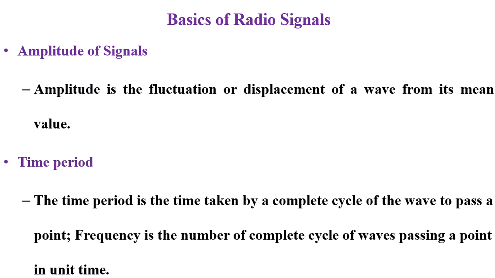Next is time period. Time period is the time taken by a complete cycle of a wave to pass a single point. Frequency is the number of complete cycles of waves passing a point in unit time. So a cycle requires a specific time, which is known as the time period, and frequency is the number of complete cycles passing through a point in a unit time, for example a second. So normally time is measured in seconds and frequency is measured in hertz.